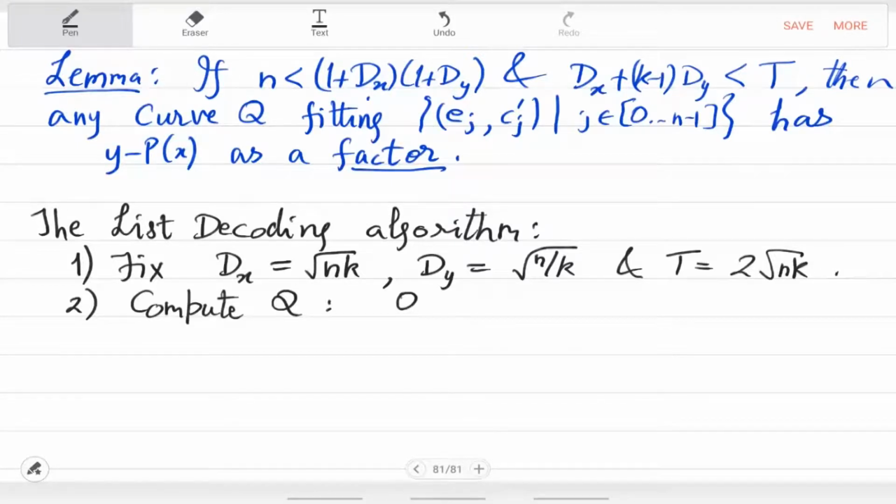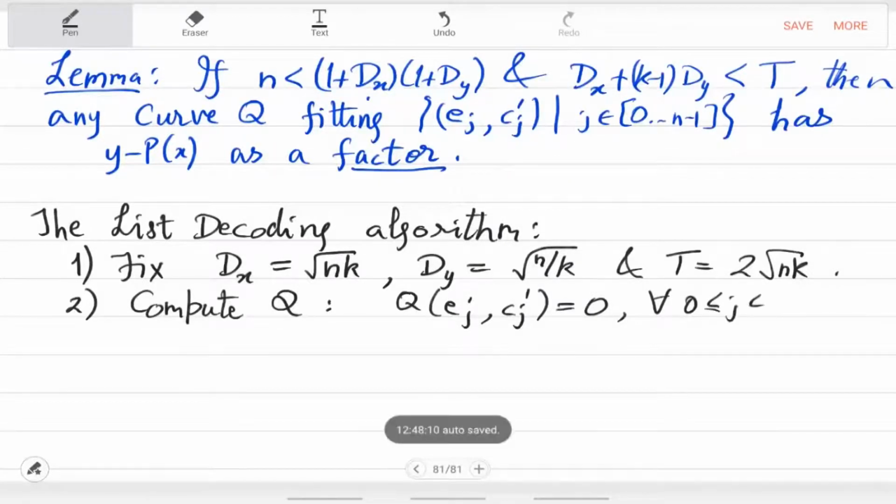Such that q(ej, cj') is 0 for all j, and the degree bounds for q, the individual degree bounds, are dx and dy. That is the setting.